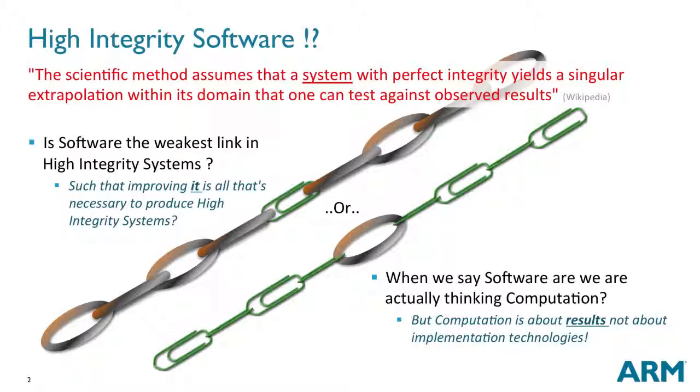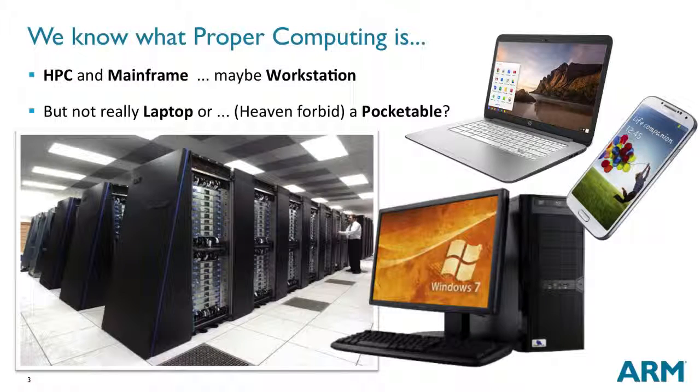So when we actually say software, are we really thinking about computation? Because I think the answer is yes. Computation is about results, though, not about the implementation technologies. So we have to think outside of the box a bit. So we know what proper computing is. I mean, these days, and indeed probably since the 1980s, the computer has always been a big thing in a big room. The number of MIPS or FLOPS have varied hugely, with numbers which essentially don't mean an awful lot to people, so you get so close to them that you're not terribly familiar with them.